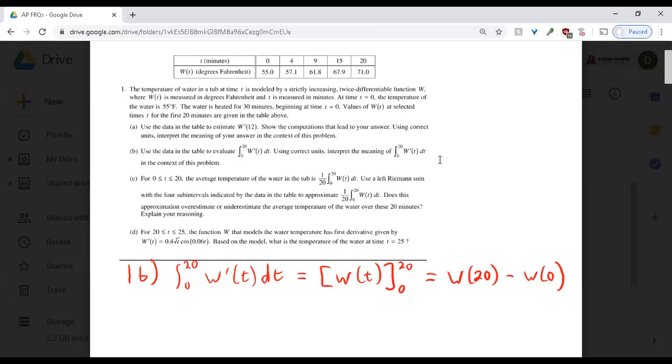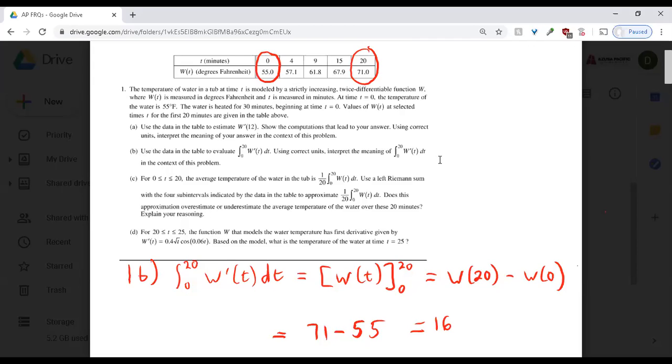So W of 20, according to our table, so the temperature at 20 minutes would be 71 degrees. And you're going to subtract the temperature at 0 minutes. So the starting temperature would be 55 degrees. So this tells you the change in temperature over, or let's see, what are we finding here? The temperature, and then interpret the meaning. Okay. So this would be 16.